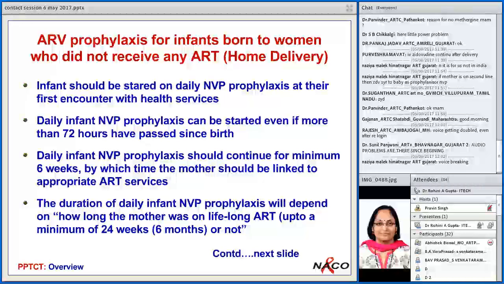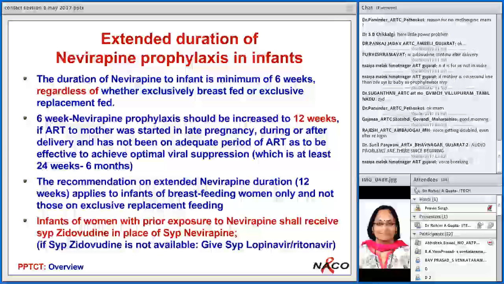So mothers who are breastfeeding and have a duration of ART of less than 6 months, their babies need an extended nevirapine prophylaxis for 3 months. This is what I have been explaining. 6 weeks should be increased to 12 weeks if ART in the mother was started late in pregnancy, during delivery or postnatally, as adequate period of ART has to be given to achieve optimal viral suppression to make the breast milk safe.